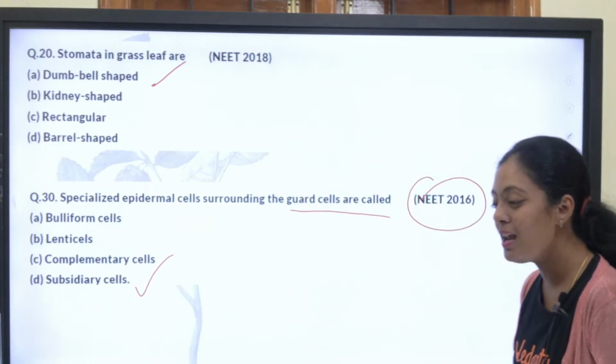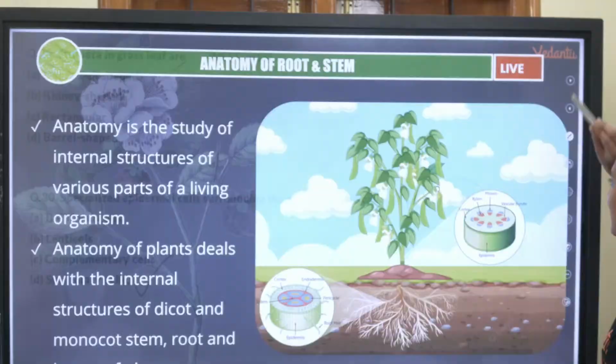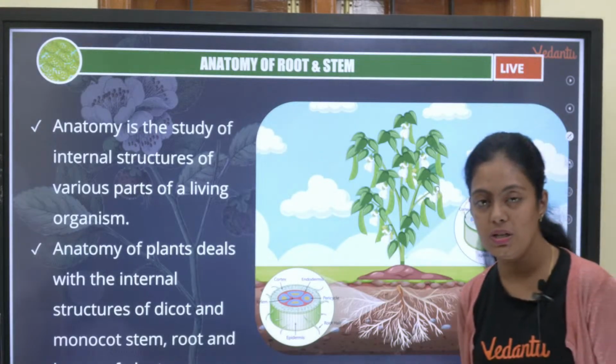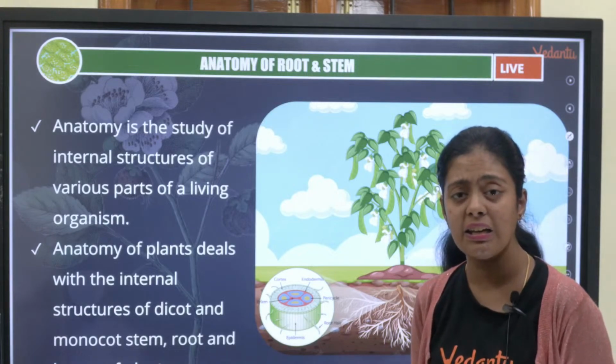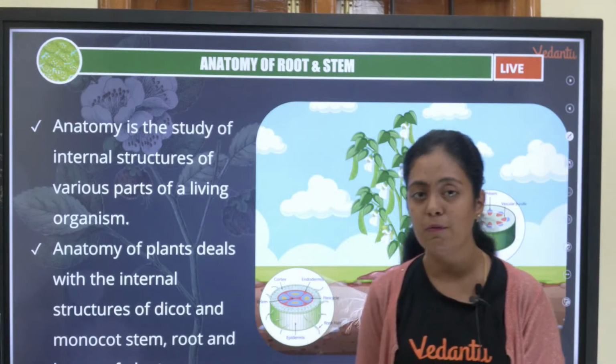What are the cells called? Subsidiary cells. Yes. So anatomy of root, we will do it in the next class. Anatomy of root and stem, we have to deal with completely, very clearly, because many questions do come from that topic.